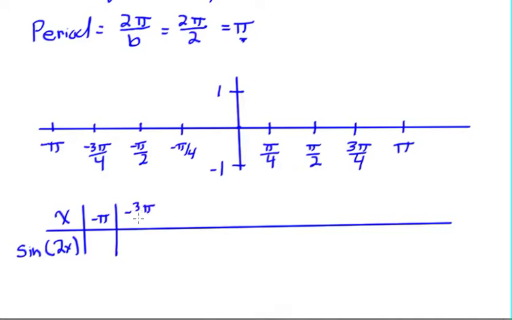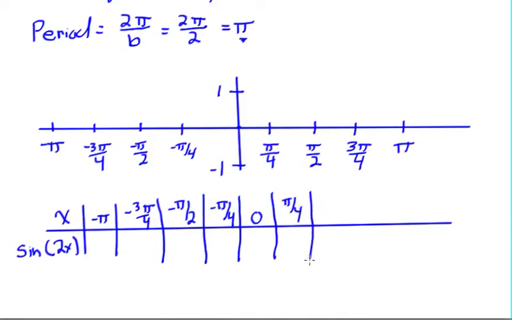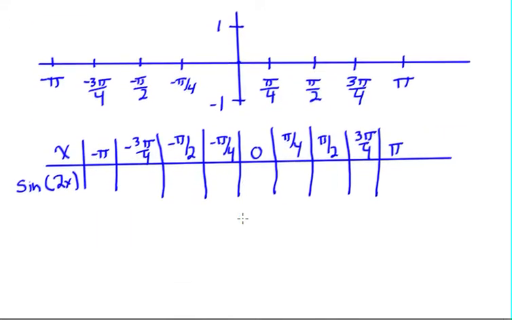So when we set these up, we have negative pi, negative 3 pi over 4, negative pi over 2, negative pi over 4. Don't forget the 0. I saw people do that. It makes your graph, your pattern not correct. Pi over 4, pi over 2, 3 pi over 4, and lastly but not least, pi. Now we just need to work out our values so that we know what coordinate points to plot.